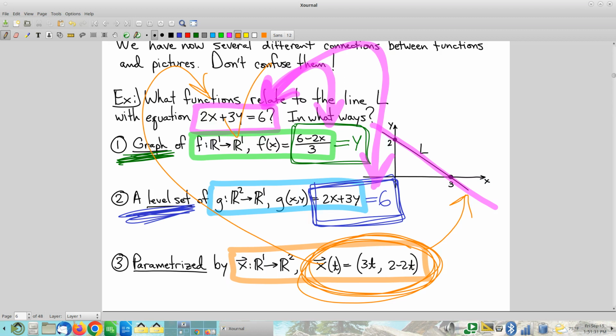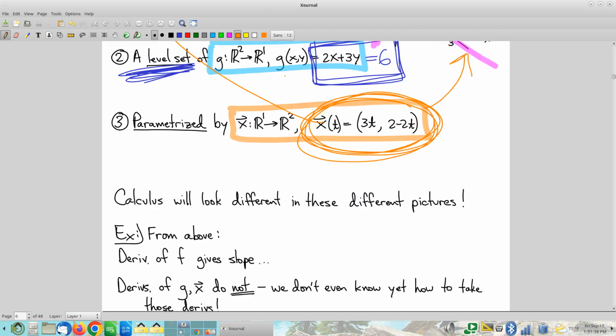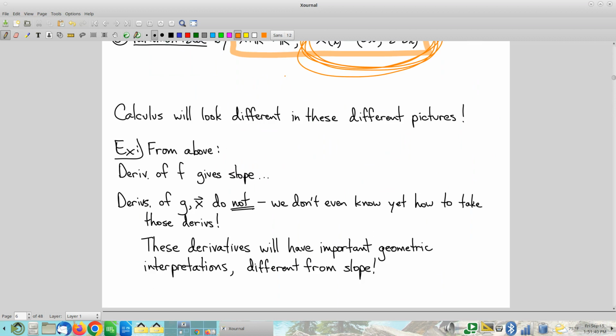So all three of these different sort of relationships between algebra and geometry, make sure to keep them distinct in your mind. Okay. All right, and that's basically what all this stuff here says.